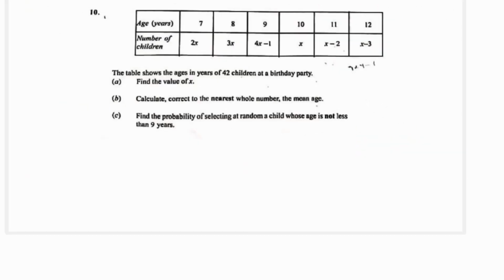Yeah, let's take the next question, which will be question 10. Question 10 has a table that has a number of values in it, and the instruction says that the table shows the ages in years of 42 children at a birthday party. A, find the value of x. B, calculate correct to the nearest whole number the mean age. And then C, find the probability of selecting at random a child whose age is not less than 9 years.